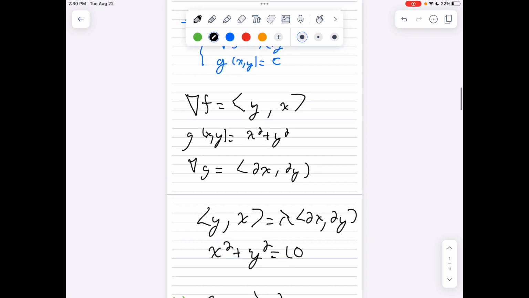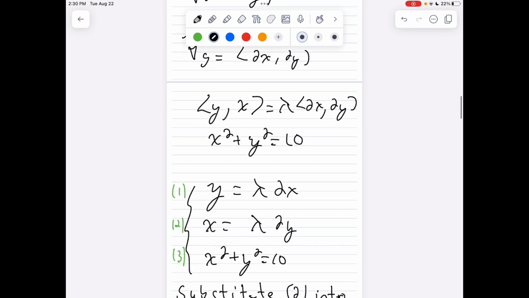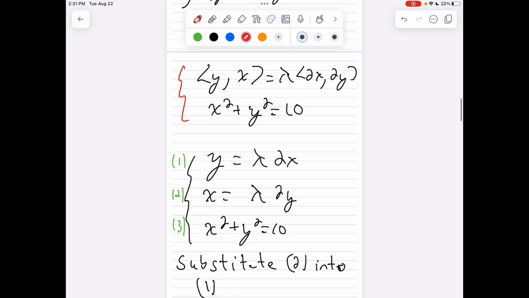And then what you do is you set up an equation where you have one gradient, the gradient of f equals lambda times the gradient of g, and the constraint that is here. And you further break it down into a more explicit system of equations. So if you set the coordinates equal to each other, y would have to equal lambda times 2x, and then x equals lambda times 2y, and then we have our constraint. So we have three equations, three variables, and technically you have to solve this system for x, y, and lambda.